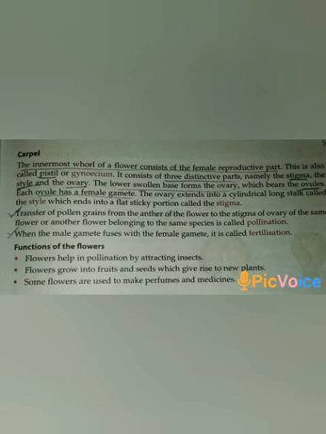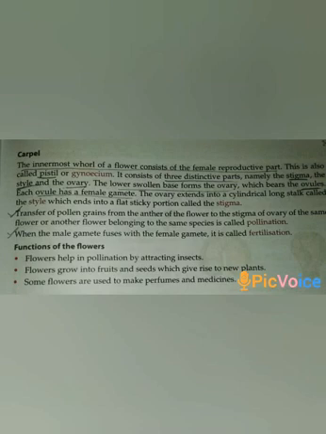So children, again we recall, the outermost whorl is sepal and it is also known as calyx. Then second whorl is petal. It is also known as corolla. Then third whorl is stamen. It is also known as androecium and it is the male reproductive part of a plant. Then last one or innermost whorl is known as carpel and it is the female reproductive part.